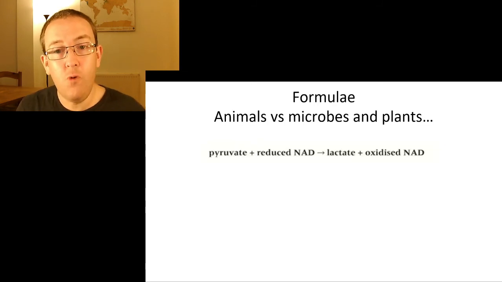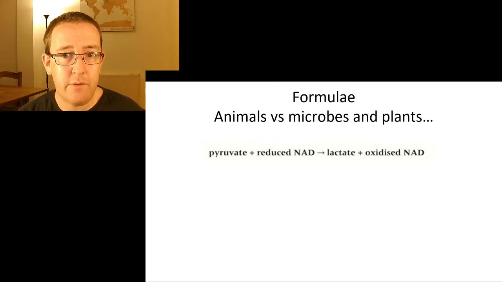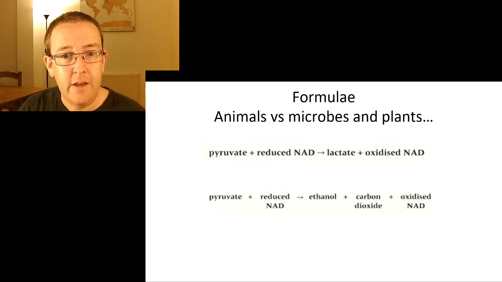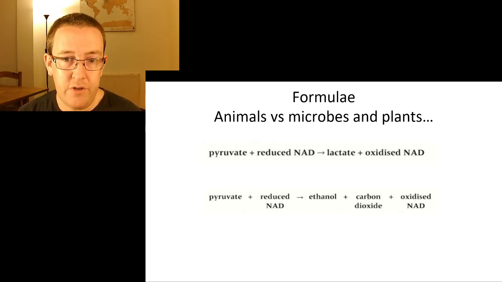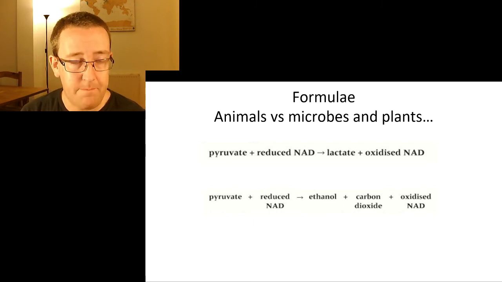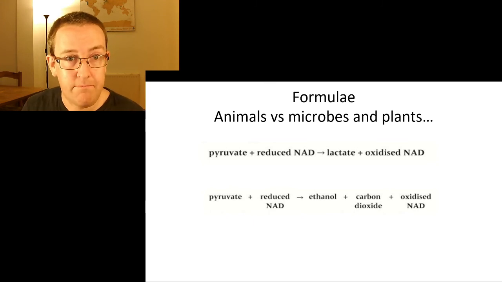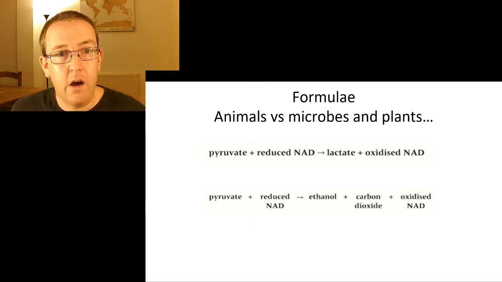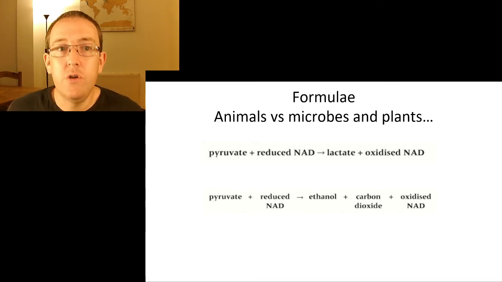The formula for animals looks like this: pyruvate plus reduced NAD gets turned into lactate and oxidized NAD. If you're a plant or a microbe, then pyruvate plus reduced NAD is turned into ethanol, carbon dioxide and oxidized NAD. That carbon dioxide bubbles off as a waste gas. Those two formulae you're expected to know, and if you were presented this in an A-level question, you'd be expected to look for what we're talking about.